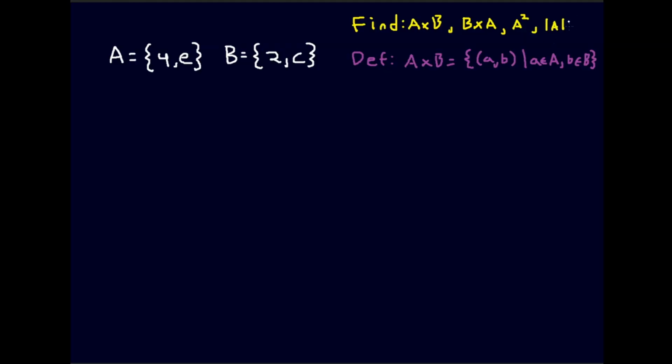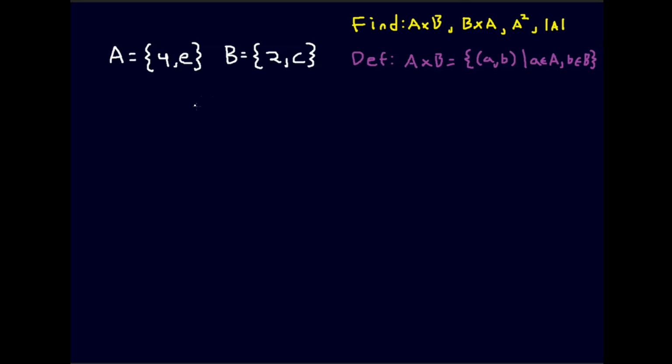Anytime you see these flat lines next to a set, it just means the size. And we actually have a definition of the Cartesian product right here. So the definition of the Cartesian product is all of the ordered pairs from sets A and B. Now, visually, I think it makes a little bit more sense.